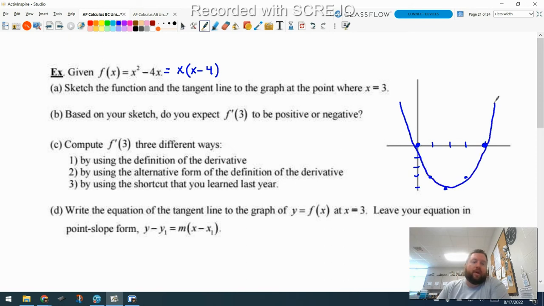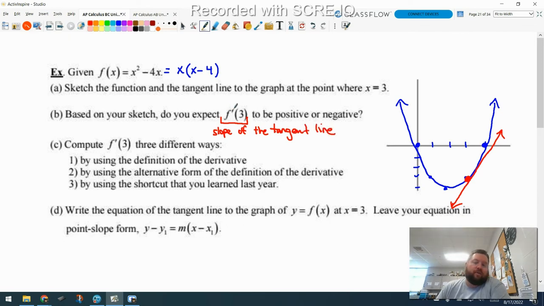So there we go. Draw a tangent line to the graph where x equals 3. So that's this point right here. Draw in a tangent line like that. All right, based on your sketch, do you expect f prime of 3 to be positive or negative? So remember, f prime of 3 is the slope of the tangent line.